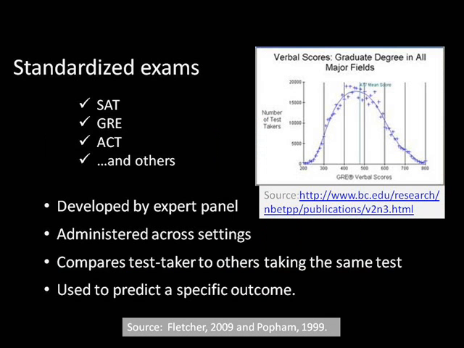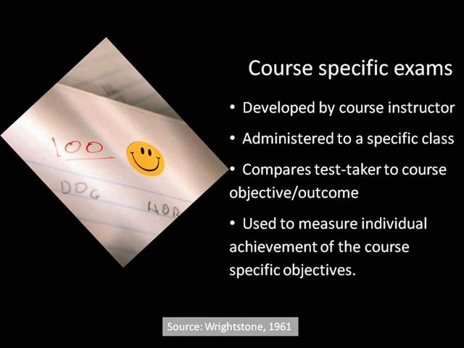Standardized tests, such as the GRE, SAT, or ACT, are measures of knowledge used across settings. These tests compare the test taker to others taking the same test. These examinations are usually developed by a panel of experts and provide a psychometrically established measure that is predictive of a specific outcome. On the other hand, course-specific examinations are developed by the course instructor for the assessment of individual achievement of specific course objectives. Course-specific examinations are the focus of the remainder of this presentation.